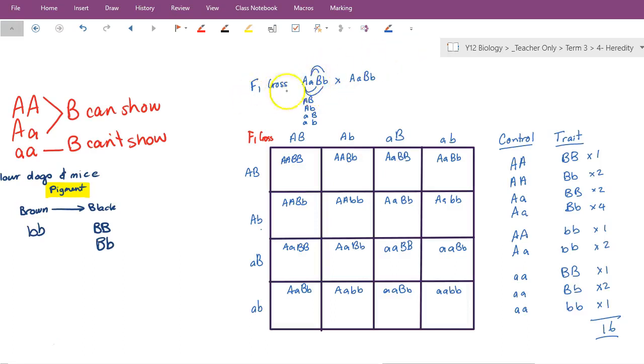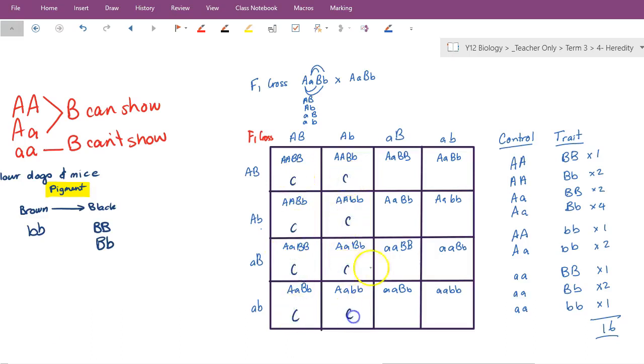Remember, the F1 generation is always going to be a heterozygous version of your traits. So here's my F1 generation. It's a heterozygous A, heterozygous B crossed together. Now let's look at what traits are going to come out, remembering that A controls B. You can only have a brown or a black coat if A actually has a dominant allele. So you're going to have colour here, here, and here, because there's an A here, here, all the way down here. You're going to get some sort of colour because A is present.